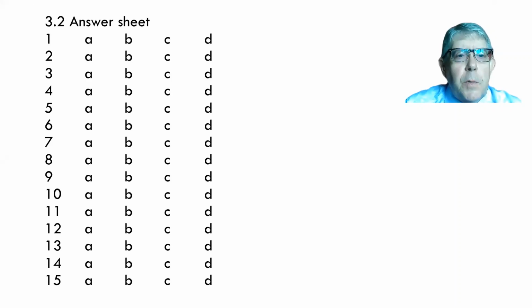This brings us to the 3.2 assessment. This is the answer sheet. If you have this in front of you, then great. If not, then just jot numbers down from 1 to 15 and then just write down the correct option as we go through.